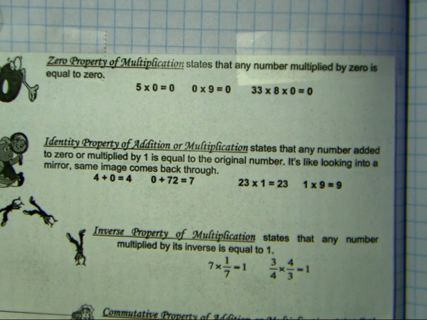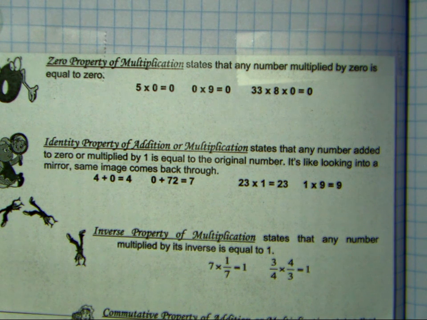Okay, next we're going to go to the inverse property of multiplication. This states that any number multiplied by its inverse is equal to 1. So remember that a fraction, if you have 1 over 7, the inverse would be 7 over 1. You're just flipping those fractions. If you have a number 7, the inverse of that would be 1 over 7. So you would just put a 1 underneath it and then flip it. And when you multiply a number by its inverse, it's going to equal 1.